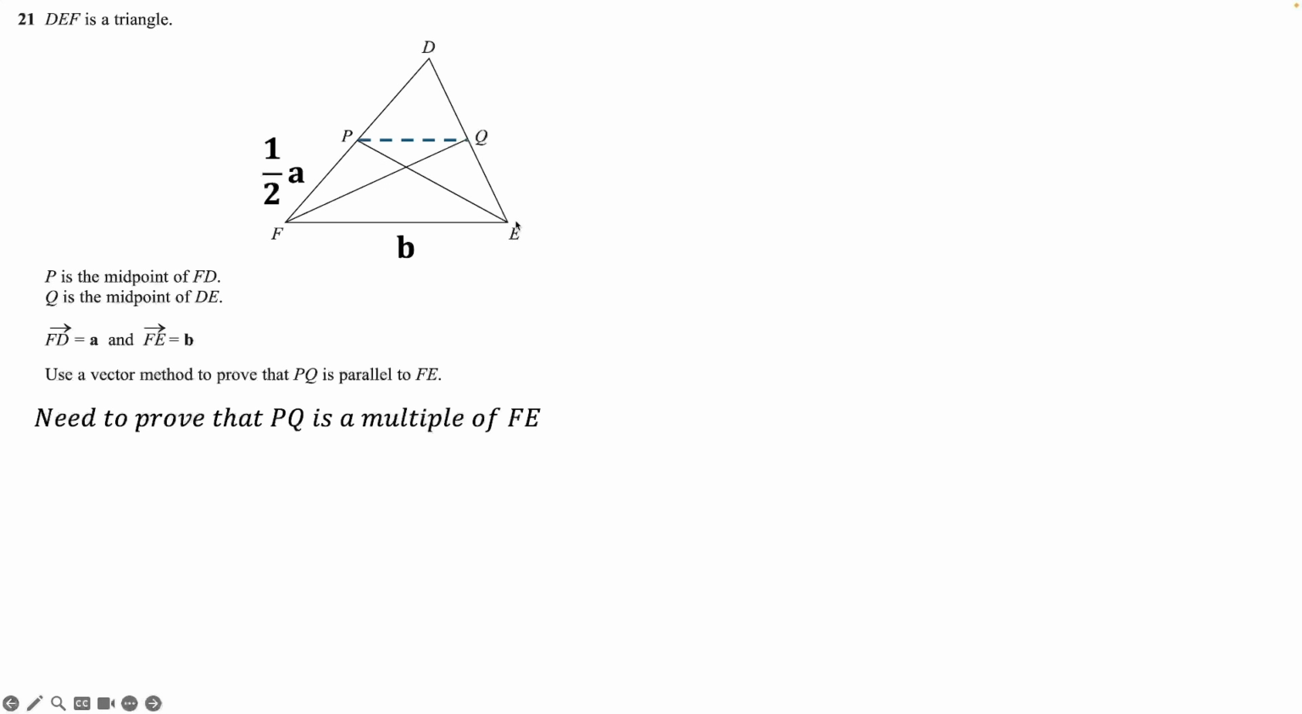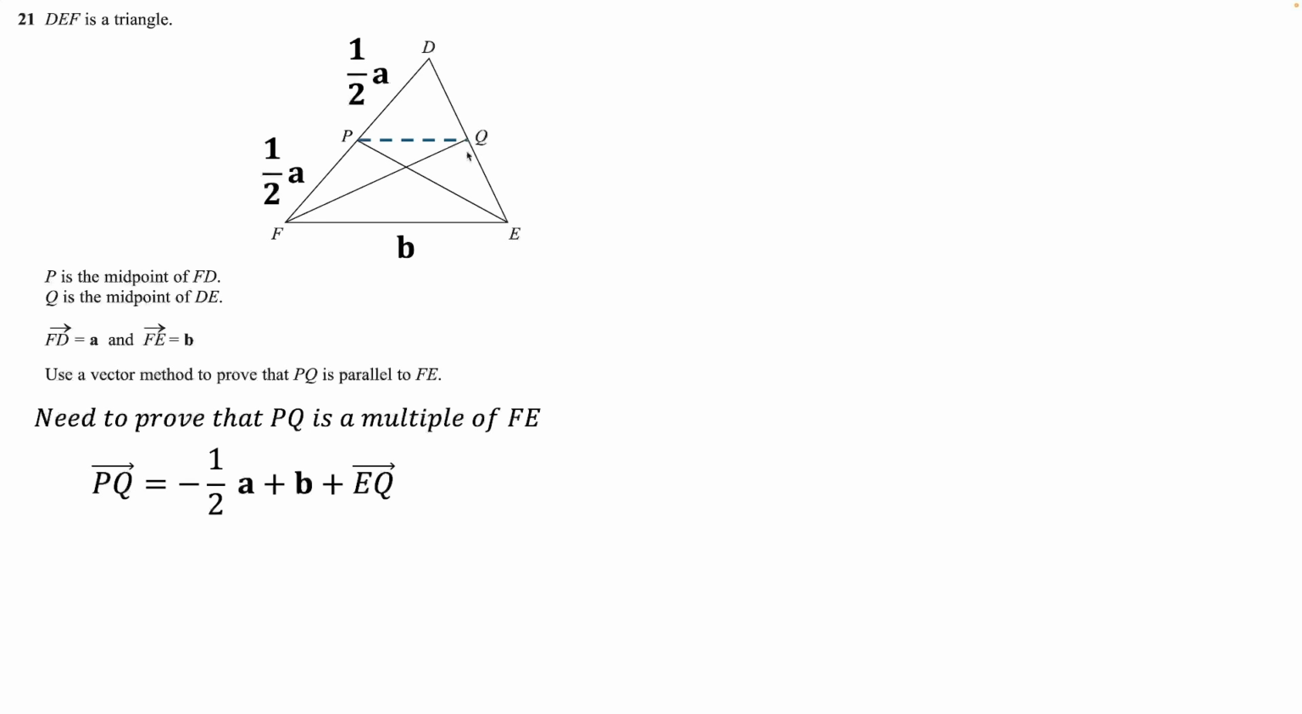Okay, well, let's try and add some more stuff to the diagram. Well, if this is a half a, this is also a half a. So now I've got some vectors to work with. So logically, the question is asking about PQ, so let's try and find what PQ is in terms of vectors that we know. Well, how can we get from P to Q? Well, we can go down here, through here, up here. That seems quite reasonable. So we can say that P to Q is minus a half a, because we're going down, plus B, plus E to Q. Okay, well, that's one way we can get P to Q.